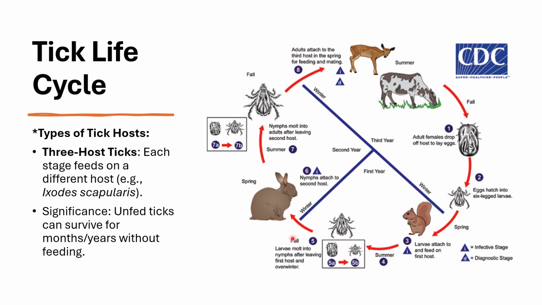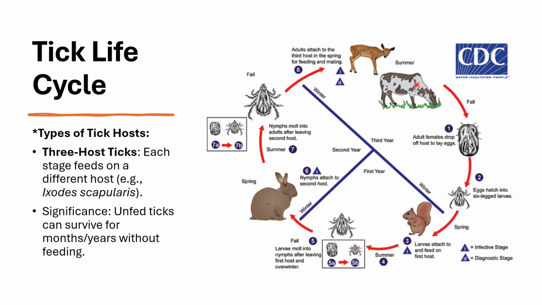After leaving the host, it will attach to a second host in spring. Then the nymph will molt into the adult after leaving the second host. After that, the adult will attach to the third host in the spring for feeding and mating.